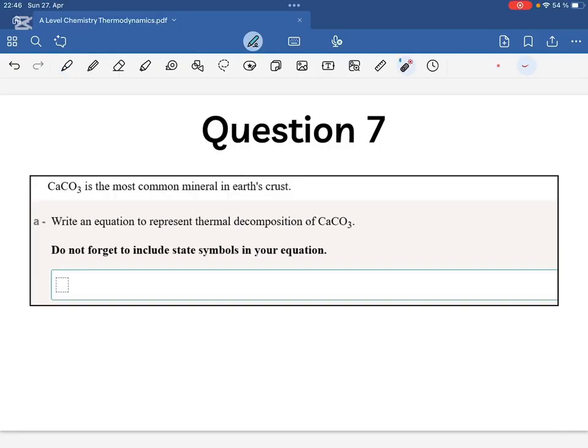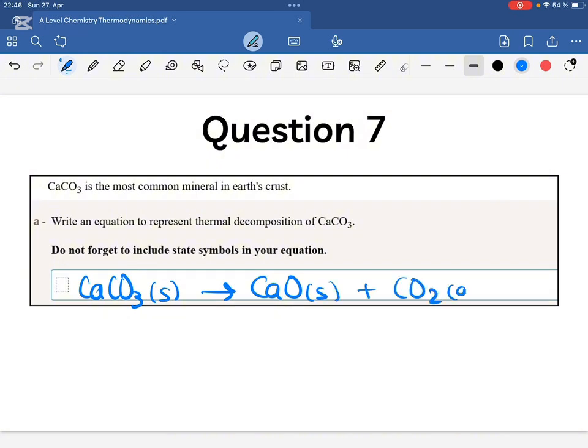CaCO3 is the most common mineral in Earth's crust. Write an equation to represent thermal decomposition of CaCO3. Now, when calcium carbonate decomposes, CaCO3 solid is going to become calcium oxide solid plus CO2 gas.